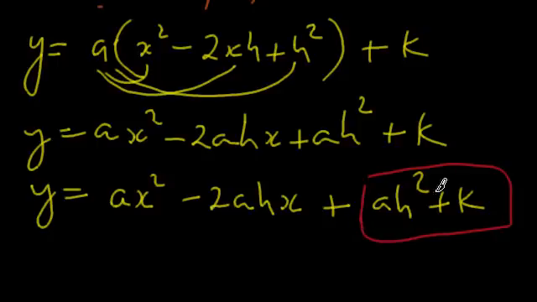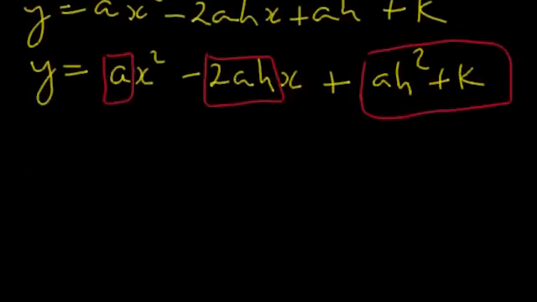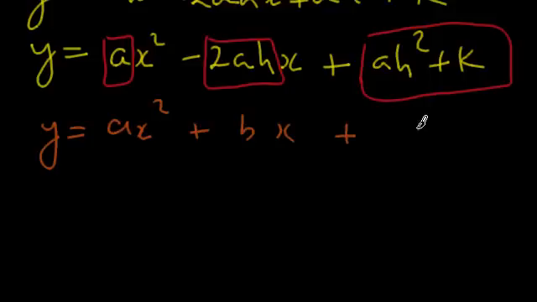So that's our constant term at the end. This is our coefficient in front of our x. This is our coefficient in front of our x squared. And what we're going to do is compare that with the equation in standard form. I'm just going to rewrite that here: ax squared plus bx plus c.